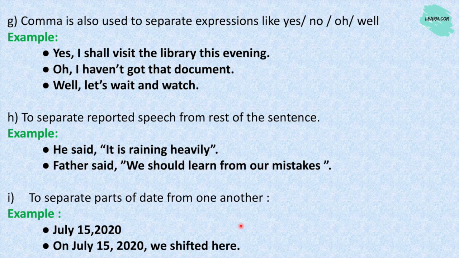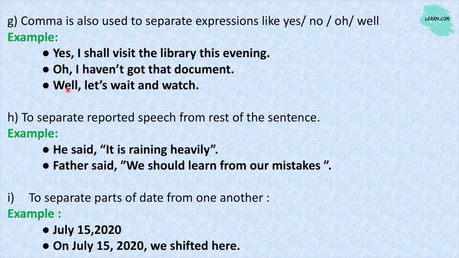Next case is, comma is used to separate expressions like yes, no, oh, well. Now this is a very common use of comma. After such words like yes, no, well, oh, we use comma. See an example. Yes, I shall visit the library this evening. So after yes, after no, after well, oh, we are using comma. Oh, I haven't got the document. Well, let's wait and watch. So in all these three examples you can see these are certain expressions and we are supposed to use comma whenever we use them. So after such expressions we have to use comma.